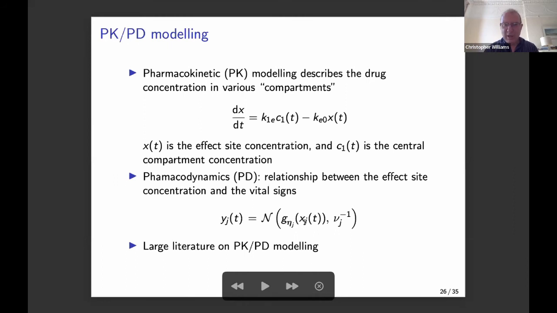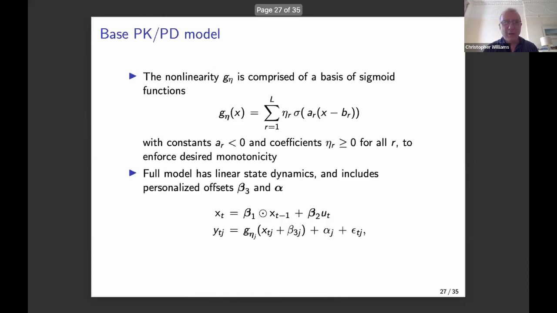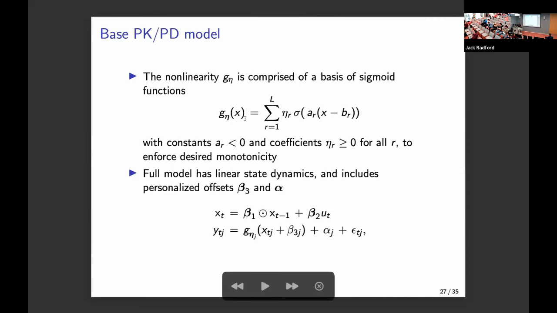Now, there's a large literature on PK/PD modeling. One thing we can consider is a nonlinear model which can be comprised of a basis of sigmoid functions. By choosing that, we can get monotonicity of this response, which is something that we will know about, how the response should vary as a function of the drug concentration.